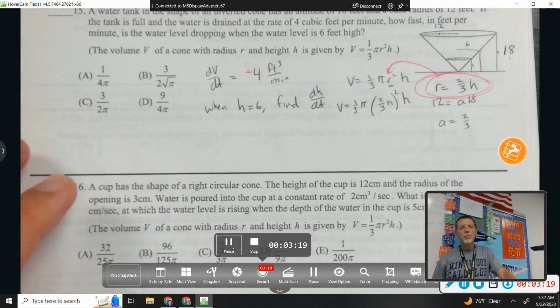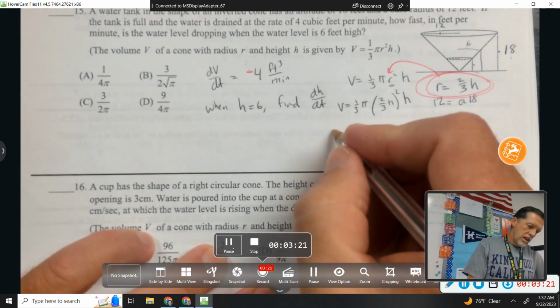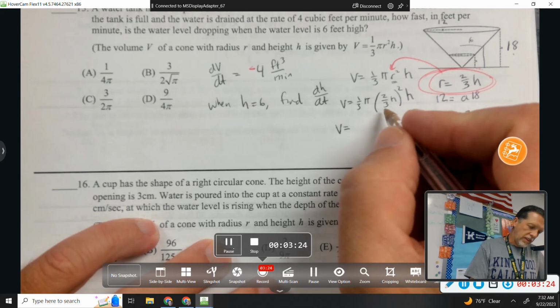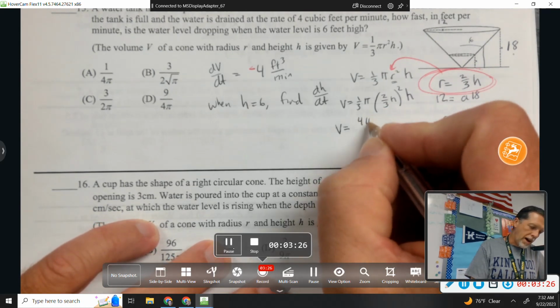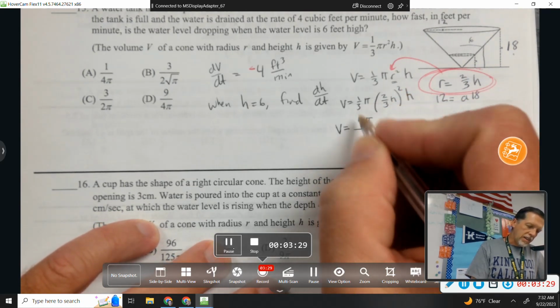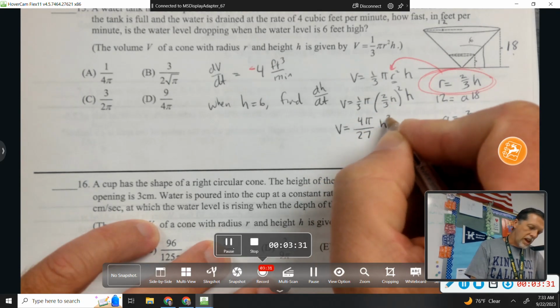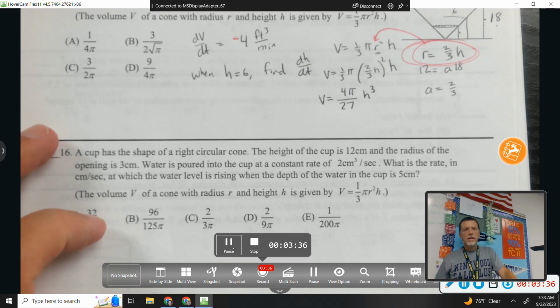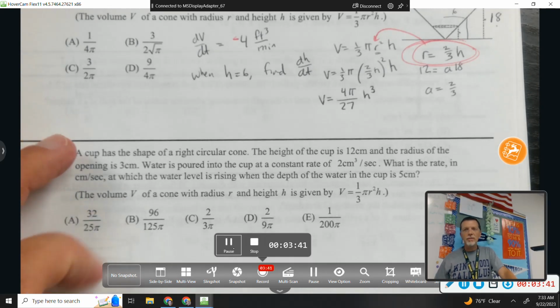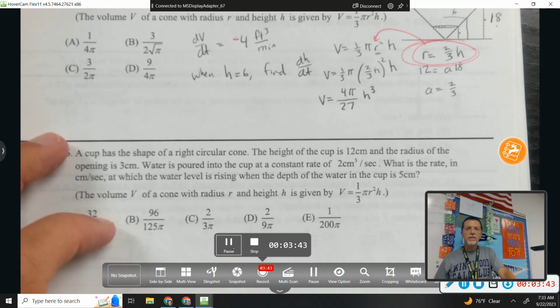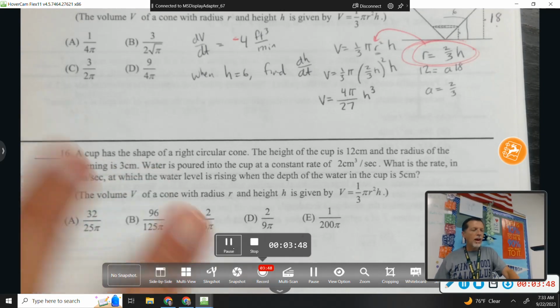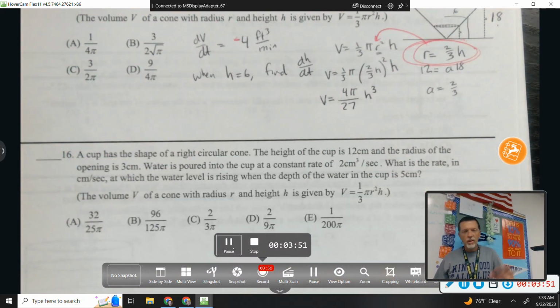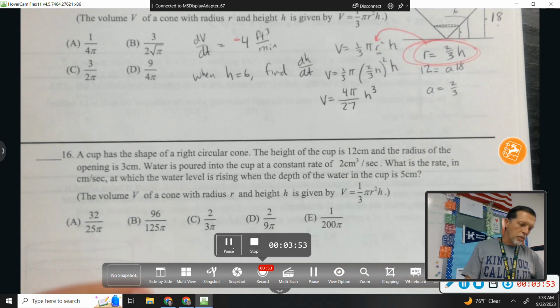And do a little bit of algebra. So that would be 4 pi, 3 squared is 9, times 3 is 27, h cubed. All right, we're okay with that? I don't show all my algebra steps in here. I expect you to be able to algebra your way around a little bit. The reason we did that is now we have v in terms of h, so the derivative will be a lot easier than having to deal with a product rule.